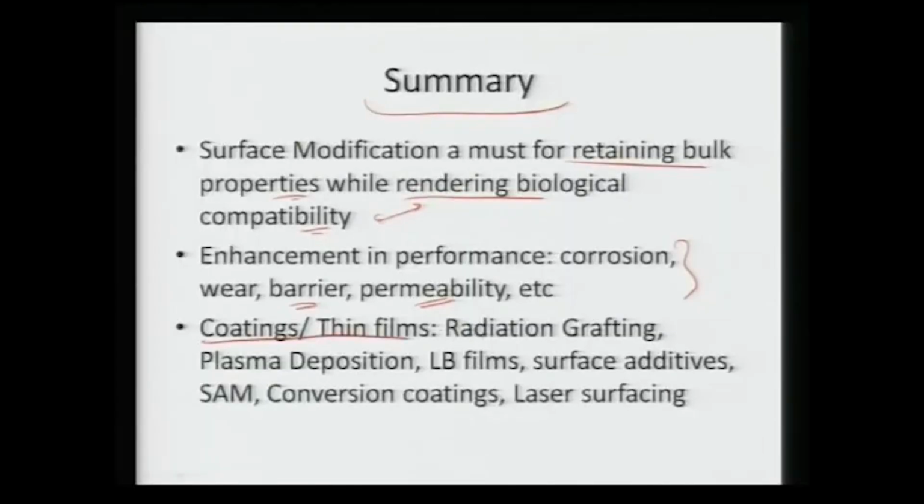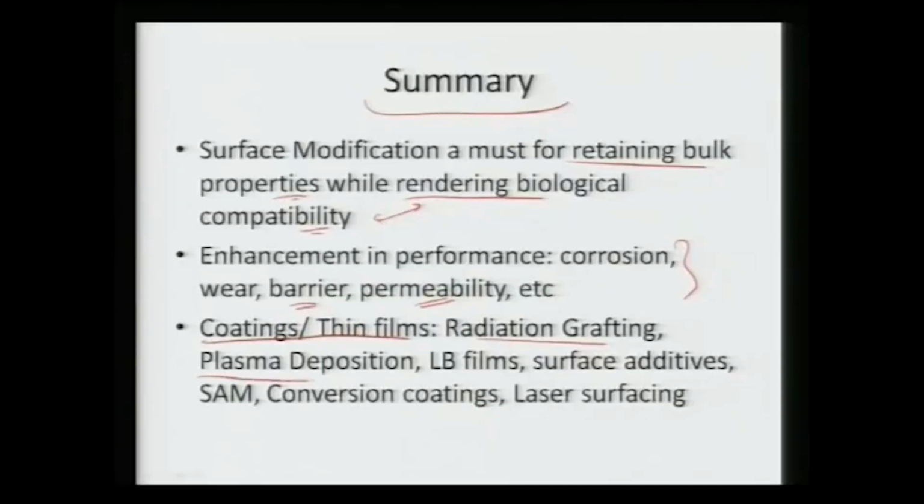Again, we can provide these coatings or thin films by techniques such as radiation grafting. So, we can either utilize cobalt 60, UV radiation or electron beam radiation to control the overall structure. We can clean the surface, we can sterilize the surface, or we can also do the deposition utilizing all these techniques. We also have plasma deposition, also called the glow discharge technique. We can also utilize Langmuir-Blodgett films.